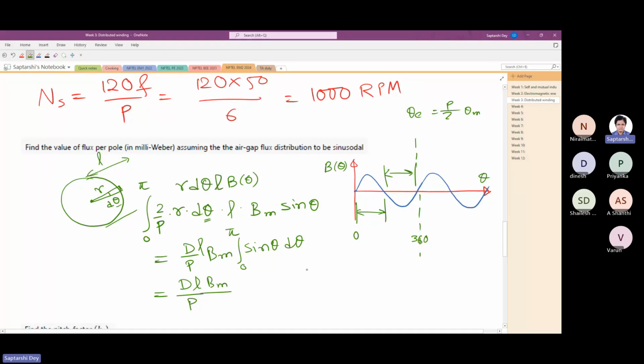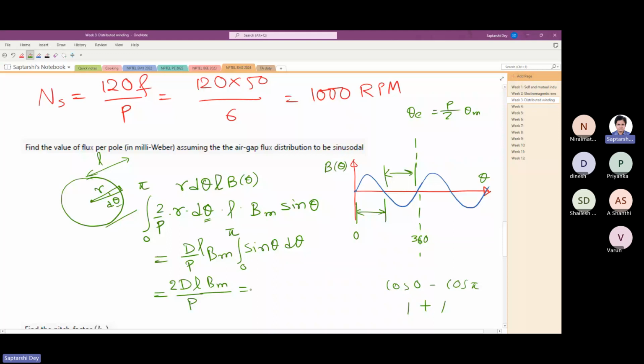Sine theta, if you integrate, becomes minus cos theta. So it basically becomes cos 0 minus cos pi. Cos 0 is 1, cos pi is minus 1. So it becomes 1 plus 1, 2. So this becomes the flux per pole.